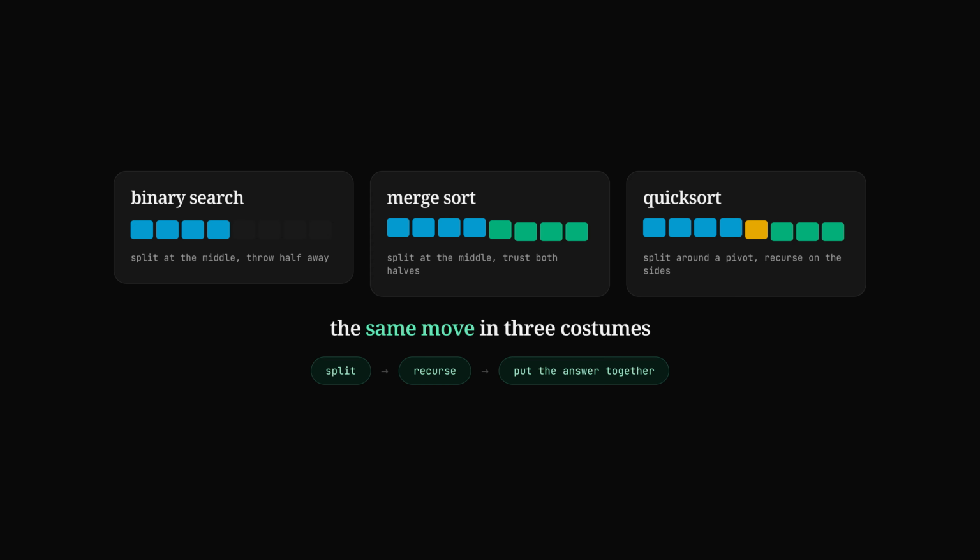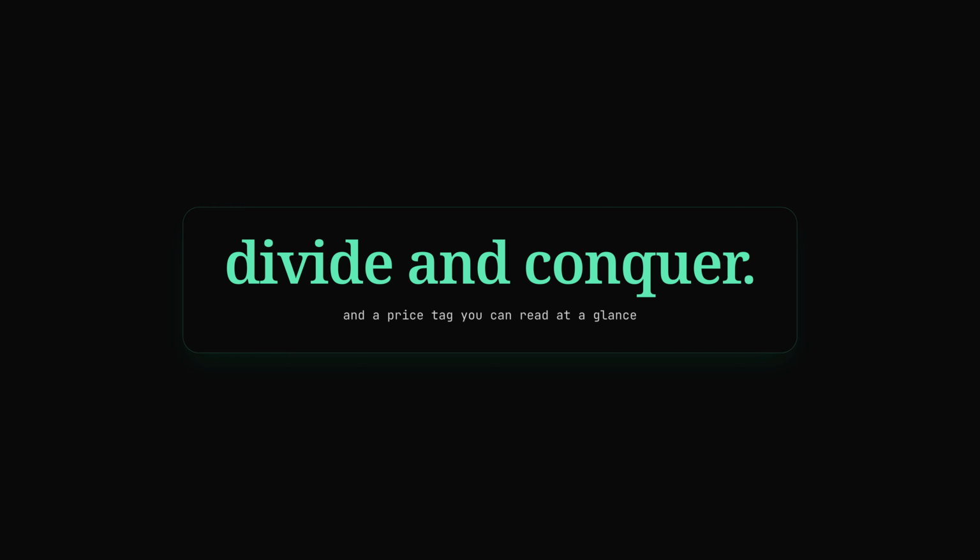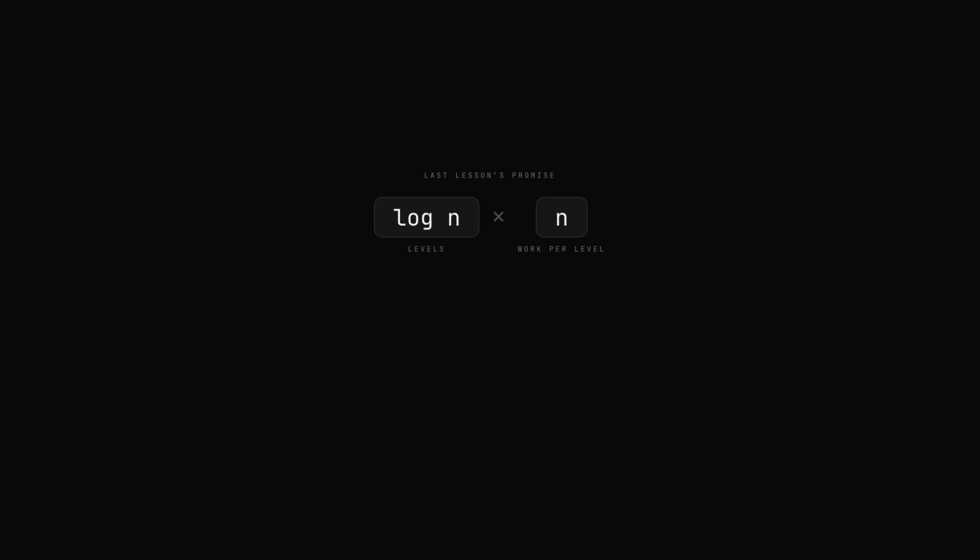Split, recurse, put the answer together. You have been using one of the most famous ideas in computer science for 3 lessons without being told its name. Today it gets the name divide and conquer. And more importantly, it gets a price tag you can read at a glance. Because last lesson ended on a promise. Log n levels, n work per level showed up twice in 2 different algorithms, and the arithmetic came out identical both times.